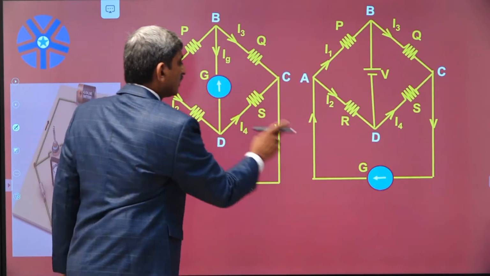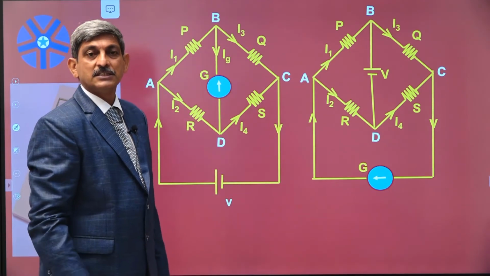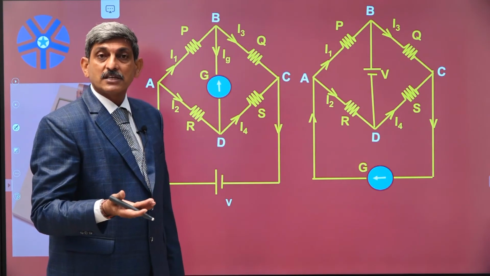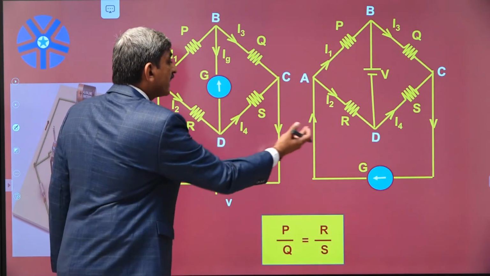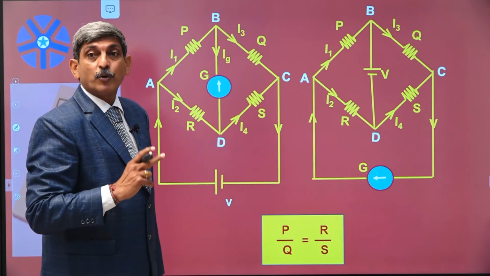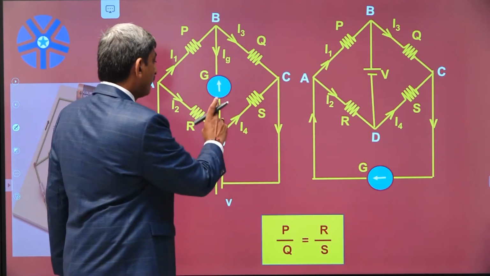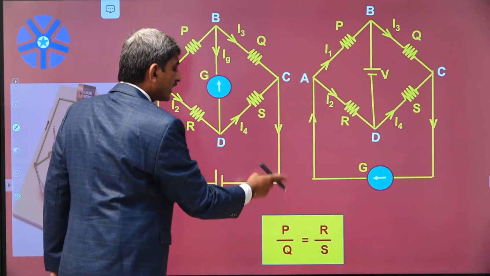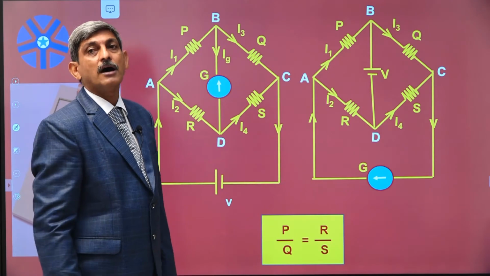The position of the galvanometer and the position of the battery are interchanged. By applying Kirchhoff's laws, again we can prove that the same balancing condition can be applied even if the positions of the galvanometer and the battery are interchanged. That means for this network and for this network also we can apply the same balancing condition, that is P by Q is equal to R by S.